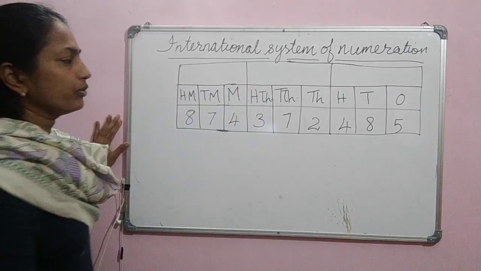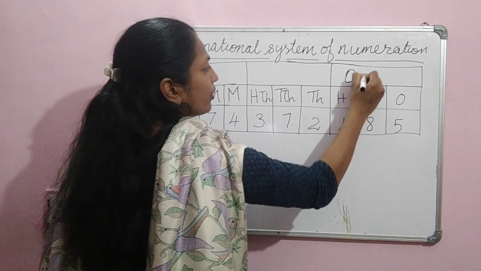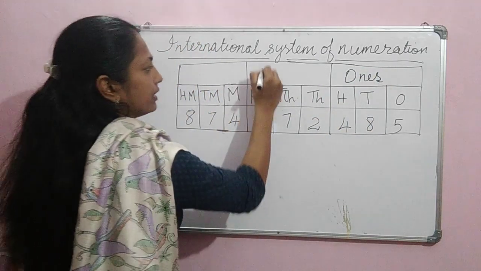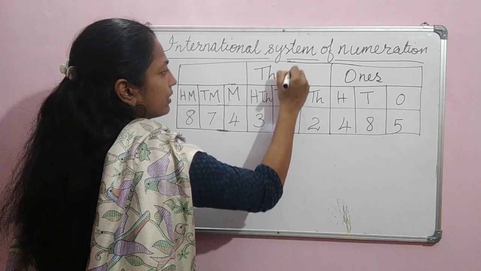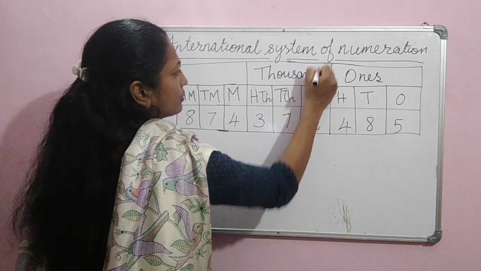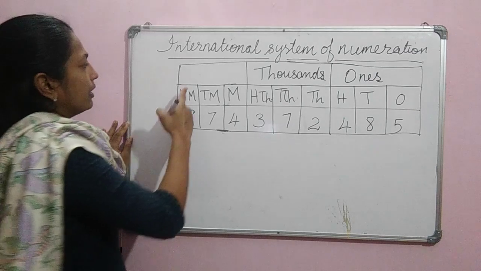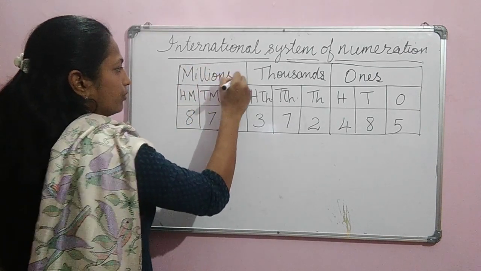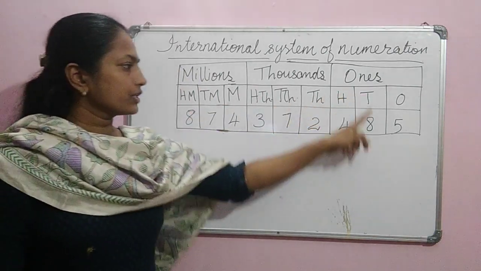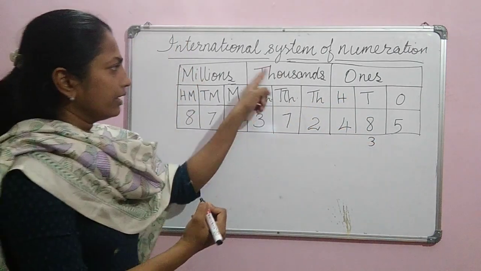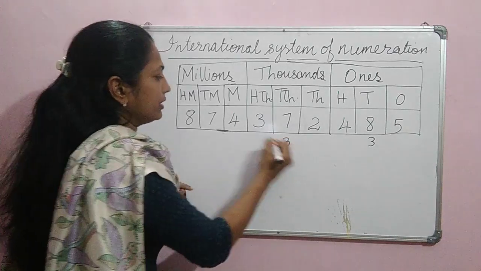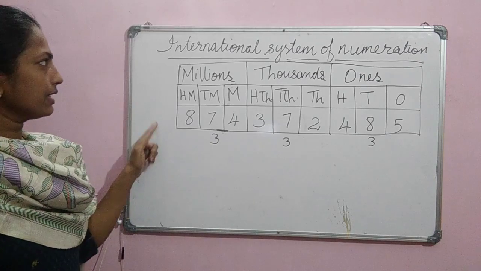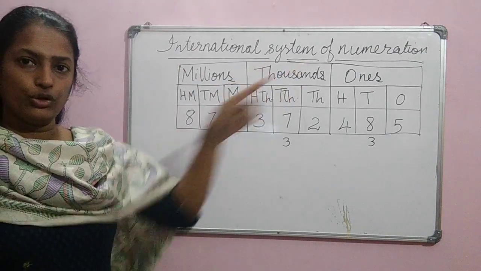So we name the groups as ones group, same as Indian system. Here it is thousands group, and here it is millions group. In ones group there are 3 digits, in thousands group there are 3 digits, and in millions group also there are 3 digits. This is the international system of numeration.